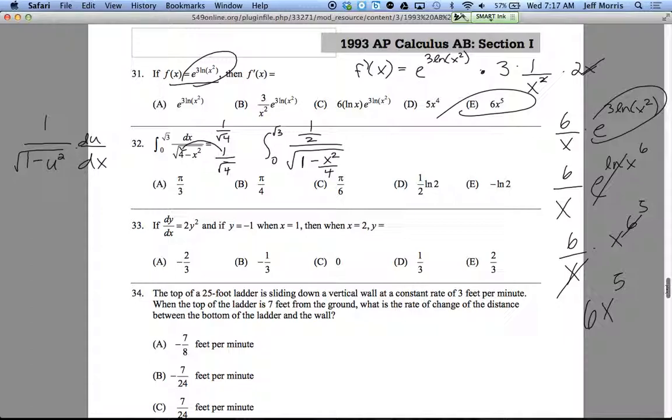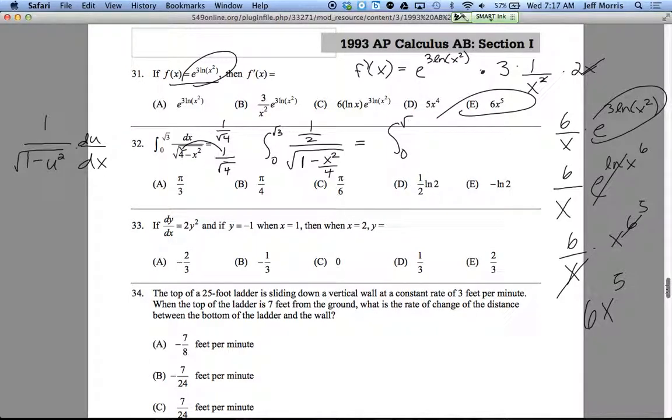Now, I want to make it look like this. We're almost there. This does involve u substitution. Now, what can I do with the 1/2? You can throw it out front. Like I said, this one's a tricky one. Is that AB? It is AB.